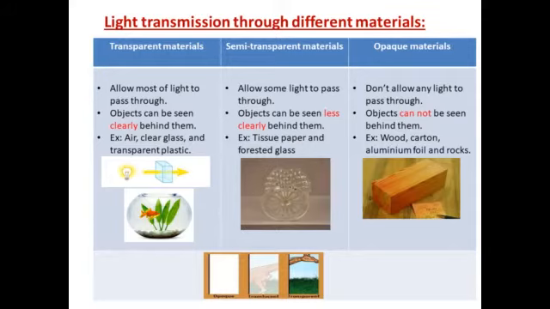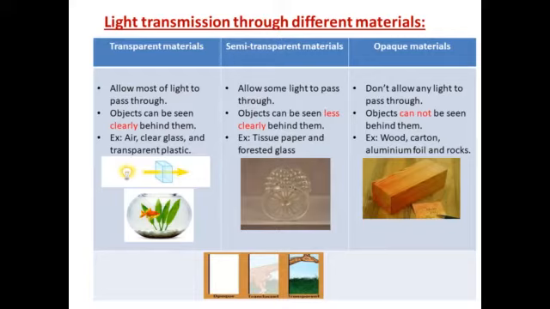The next category is semi-transparent materials or translucent materials. They are materials which allow only some light, not all, not most, but some light to pass through them. If we observe the frosted glass in this figure, if you put something behind it, you cannot see it clearly, but you can see it less clearly. So, the examples of semi-transparent or translucent materials are frosted glass and tissue paper.